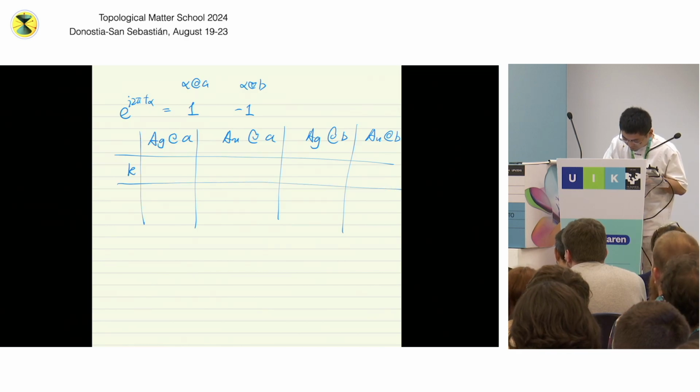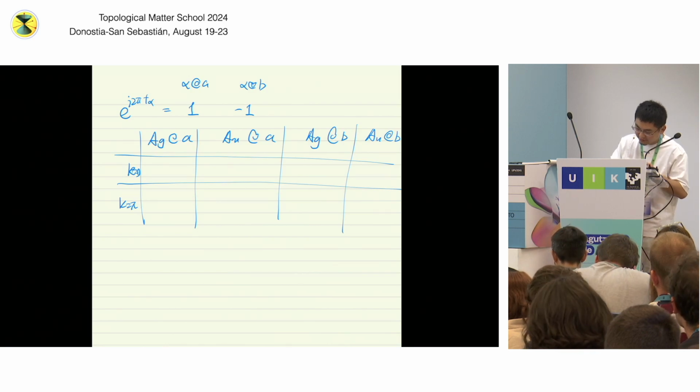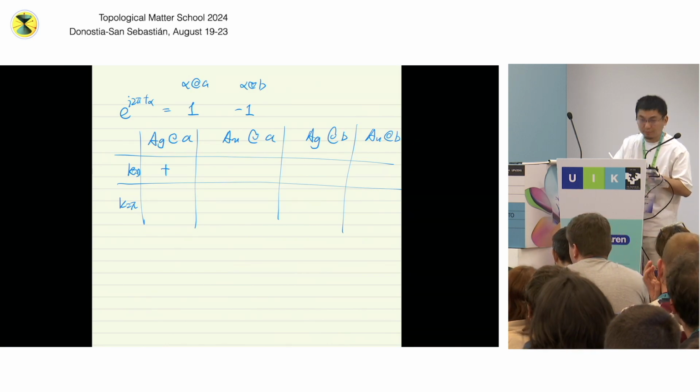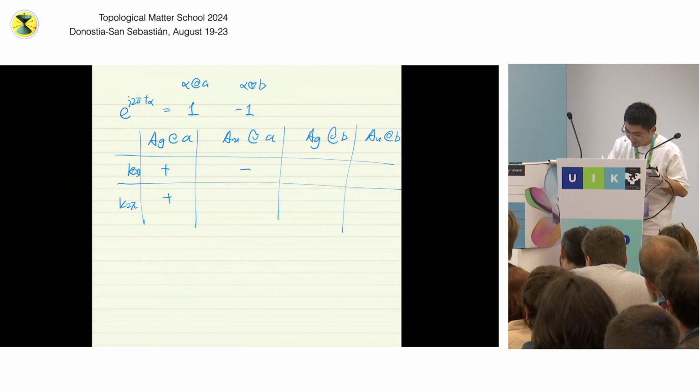And k equal to 0, k equal to pi, for Ag. So for k equal to 0, the phase factor, the eigenvalue, is just the parity. So we have a plus sign here. And for the orbital at 1a, the two eigenvalues at 0 and pi are the same. So we have plus plus and minus minus.